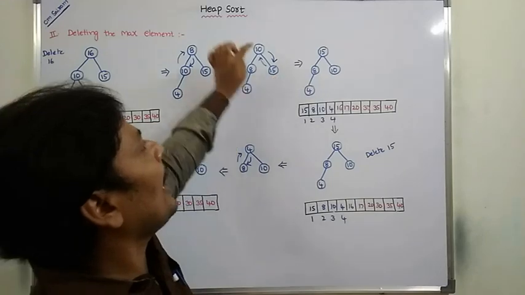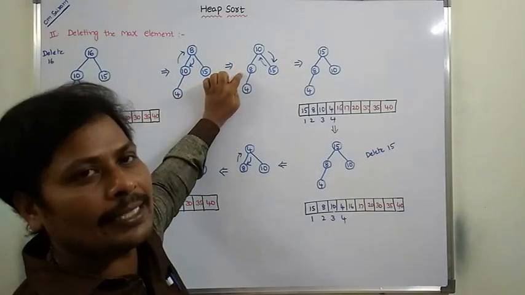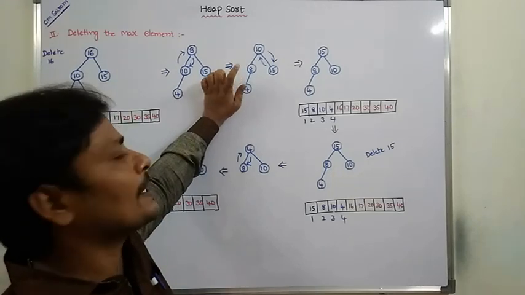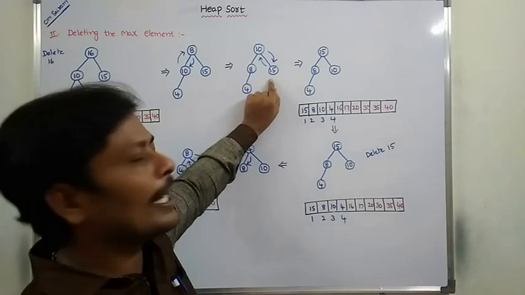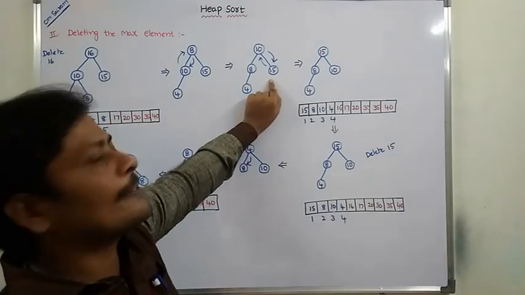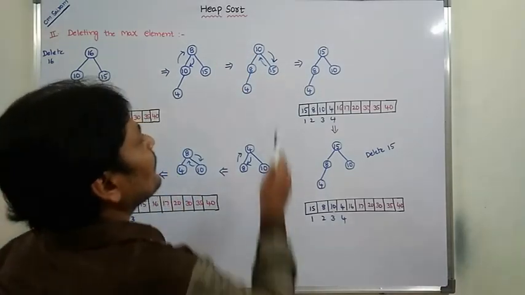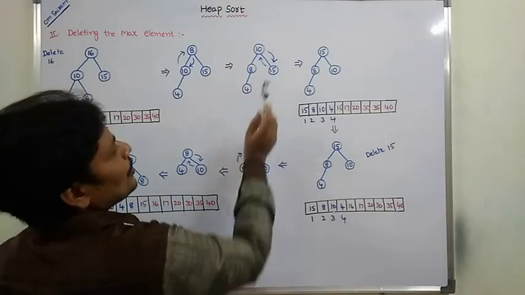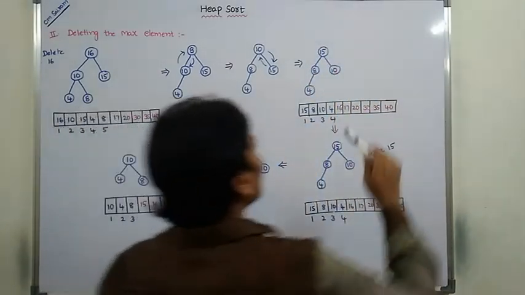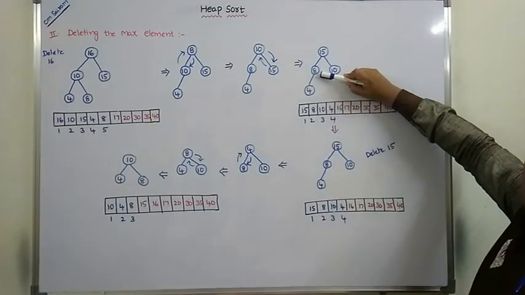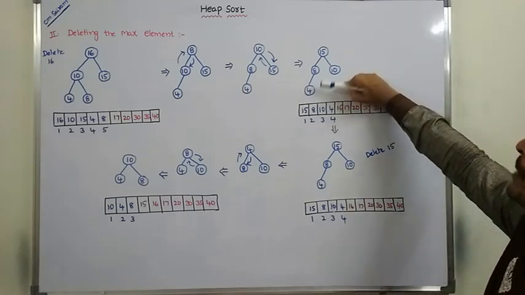8 and 15 have the parent 10. Okay, 10 is greater than 8. Yes, it is true. It satisfies the maximum heap property. 10 is greater than 15. So it is false. Then we have to swap these two elements. 15 goes to this place, 10 goes to this place. So this is the maximum heap we are getting. Now 4's parent is 8. 8 is greater than 4. It satisfies the maximum heap property.